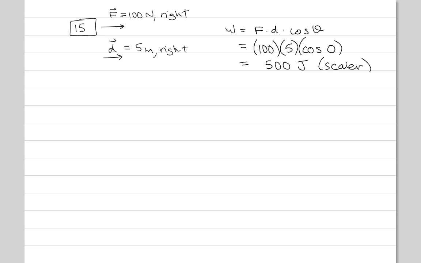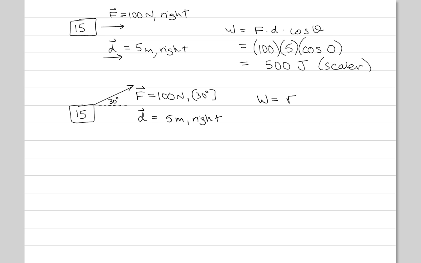Okay? Another situation. This time we're pulling Fido by his chain. Poor Fido. Again, the force is 100 newtons, but it's going to be 30 degrees north of east. And the displacement is 5 meters to the right. So again, jump into your equation. Force times distance times cos theta.